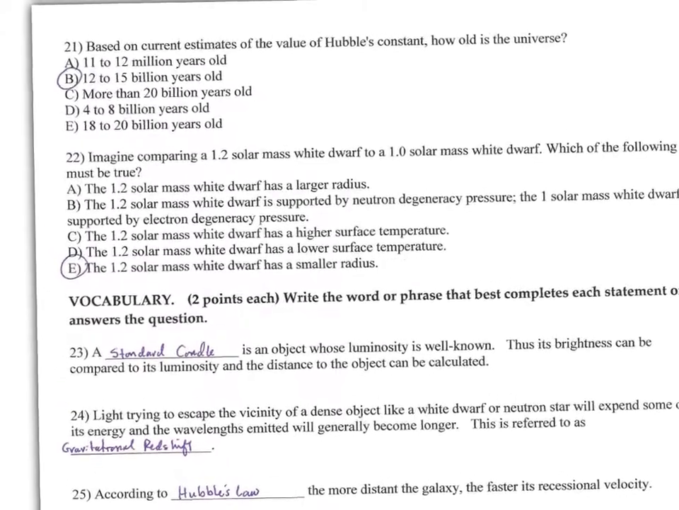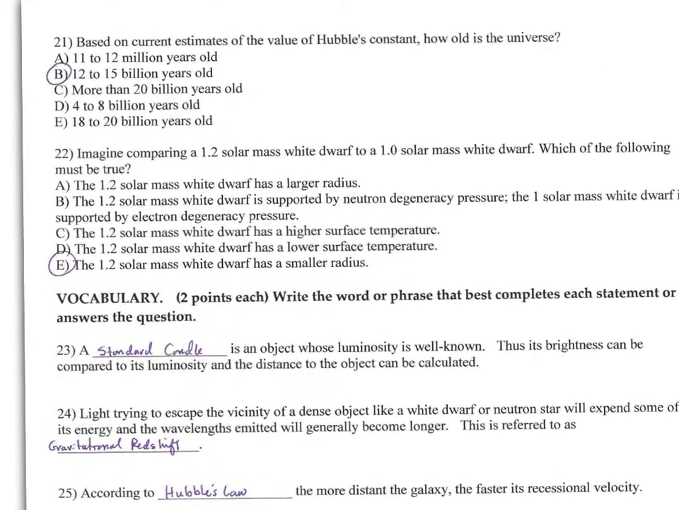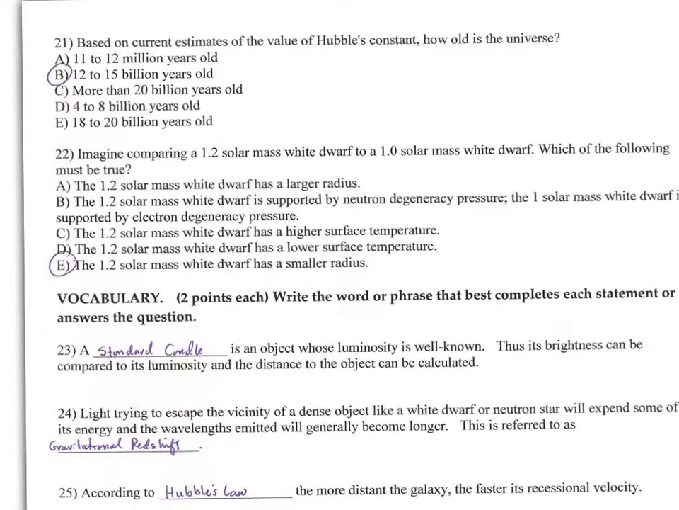21, based upon Hubble's observation of recessional motion of galaxies, basically, we can use his scatter plot to gauge the universe to be somewhere between 12 and 15 billion years old. Question 22, the only statement that's correct is E. If we're comparing white dwarfs that have a solar mass of 1.2 and a solar mass of 1, actually E, the 1.2 will have a smaller radius.